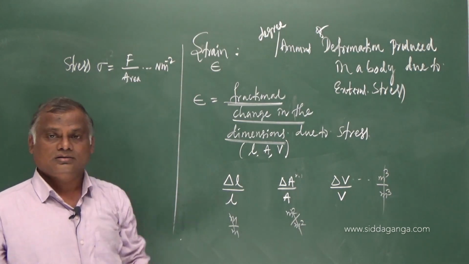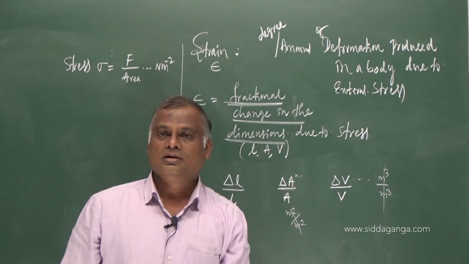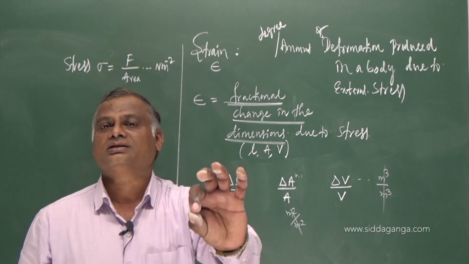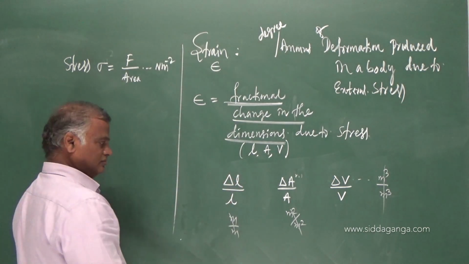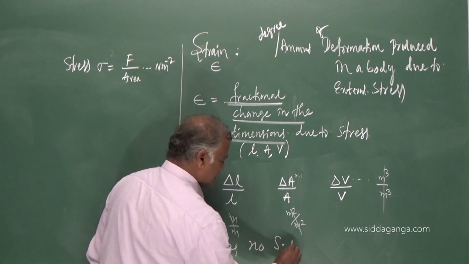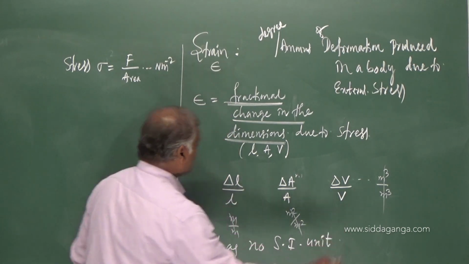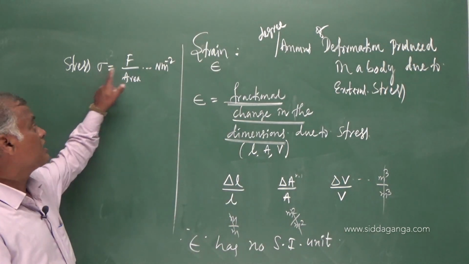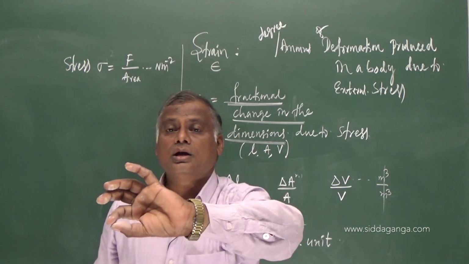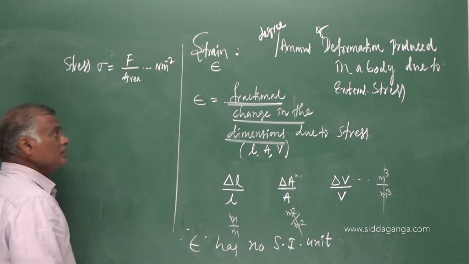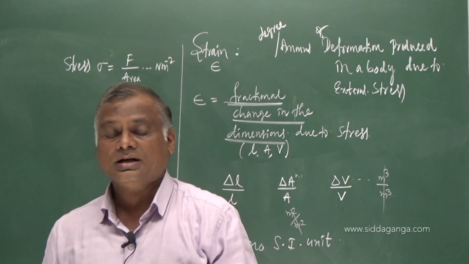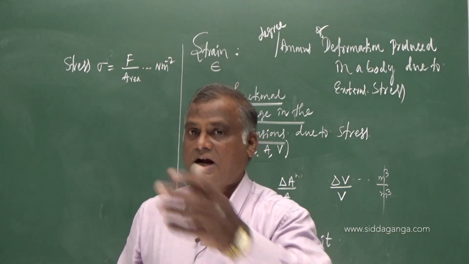Now tell me, my dear students, what is the SI unit of strain? No SI unit. You can have the note: ratio of the same physical quantity has no SI unit. But stress has an SI unit. It is expressed in terms of Newton per meter square, whereas strain is unitless. Now let us understand what are the different types of stress and the corresponding strain that you will get.